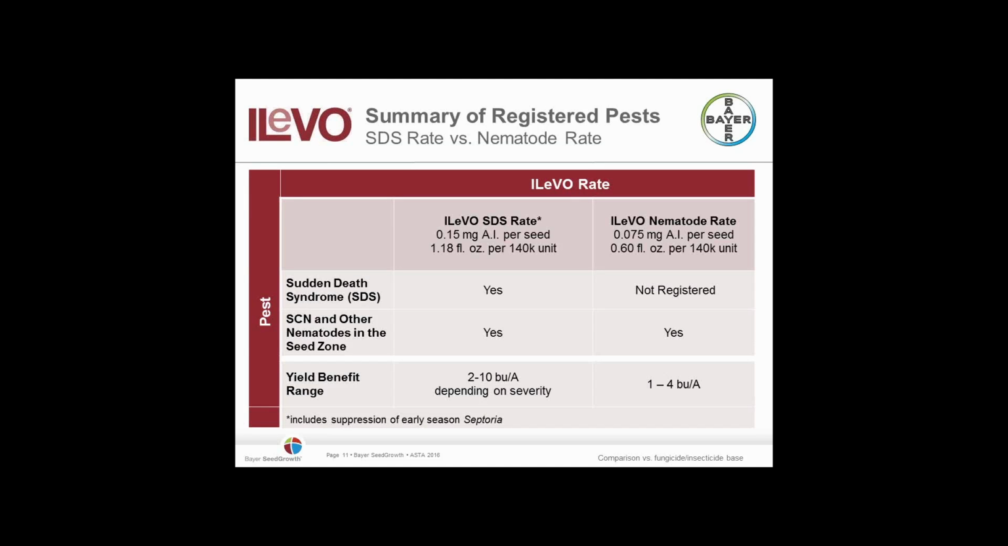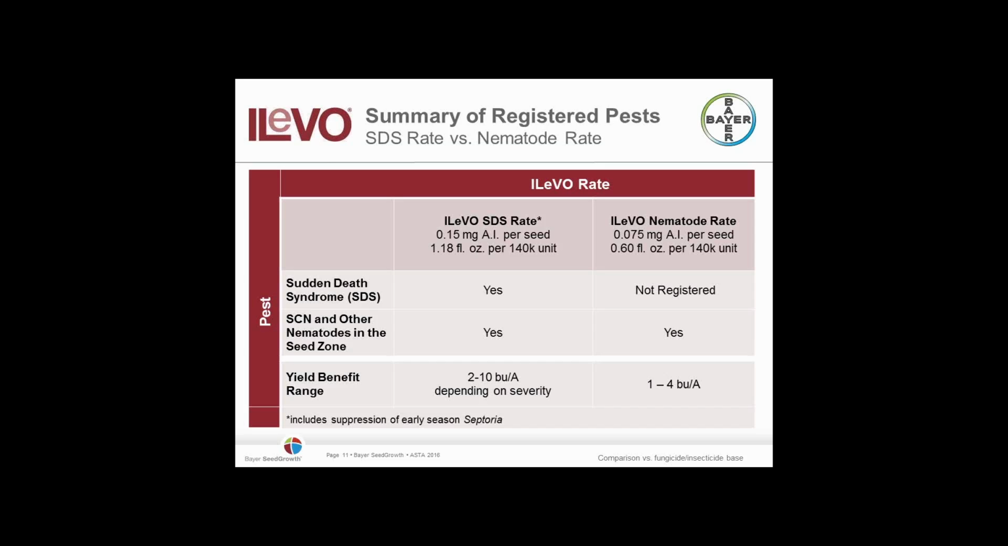Okay, so we're approaching the end here. I wanted to quickly mention the rates that are associated with Olivo. I think it's probably easiest to think about these two rates as one being the nematode-only rate and one being the SDS plus nematode rate. The nematode rate is 0.075 milligrams active per seed. That is not going to give you protection against sudden death syndrome, but it will give you protection against soybean cyst nematode and other nematodes that are affecting soybean roots.